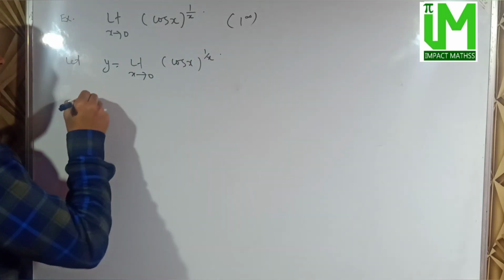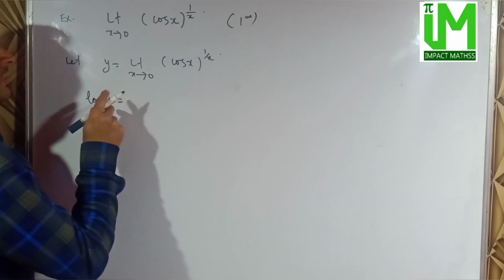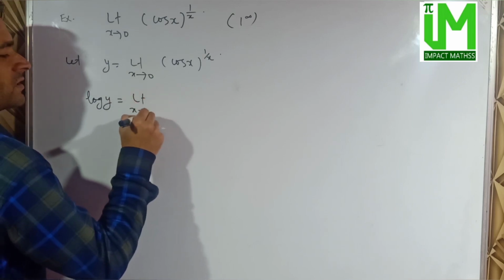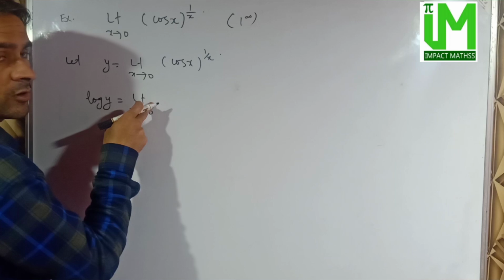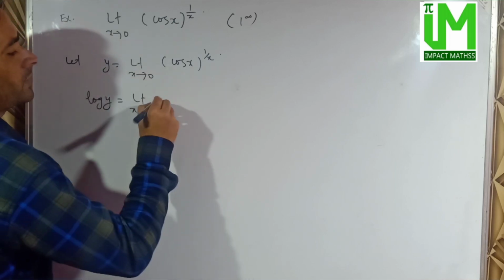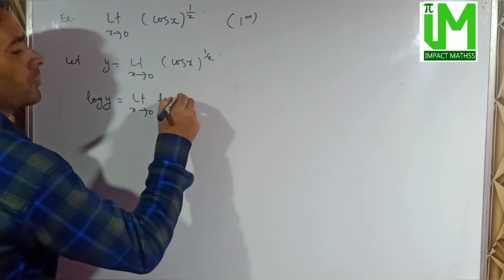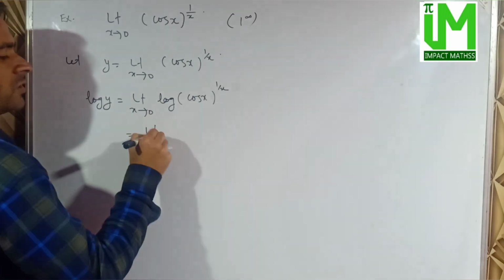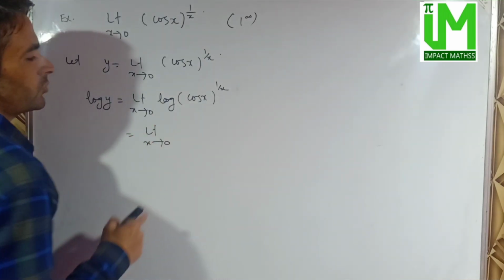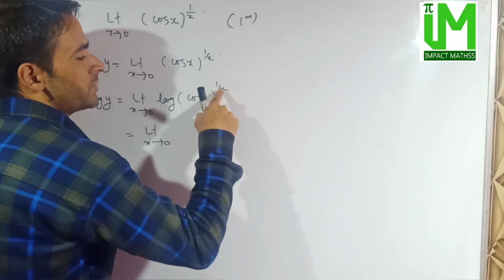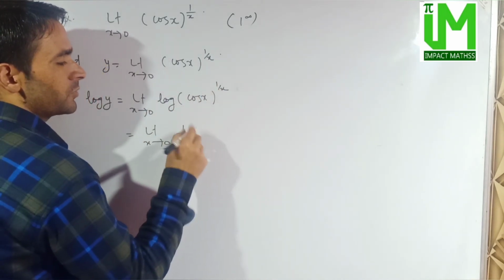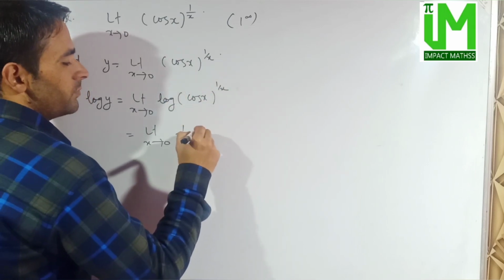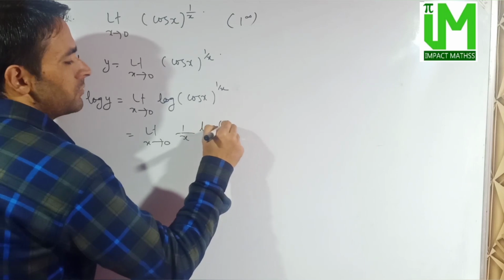So taking log both sides, it will be log of y is equal to, so we'll be skipping one step, we can write it as limit x approaches 0, because we know log of limit of a function equals limit of log of that function. So it will be limit of log of cos of x raised to power 1 by x. And then we know this can be written as limit x approaches 0 log of cos of x raised to power 1 by x. So 1 by x आगे multiply because log of a to the power b is b log a. So it will be 1 by x log of cos of x.